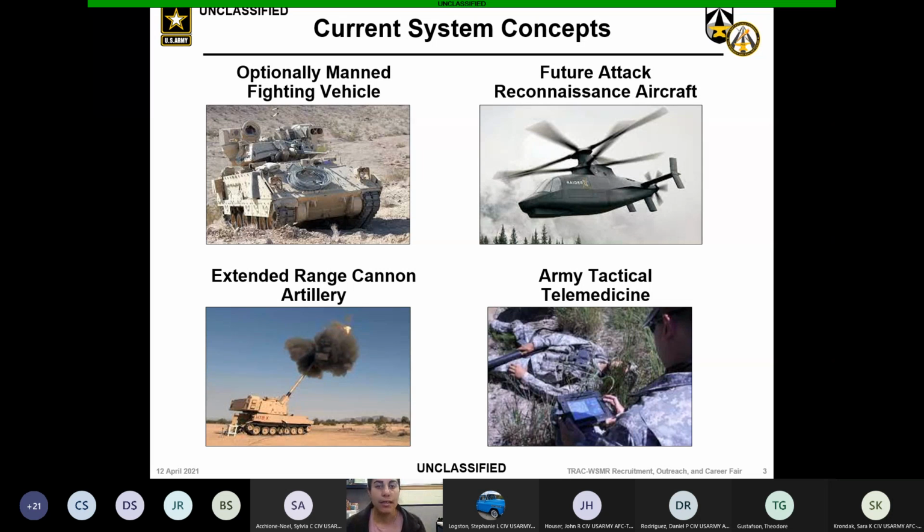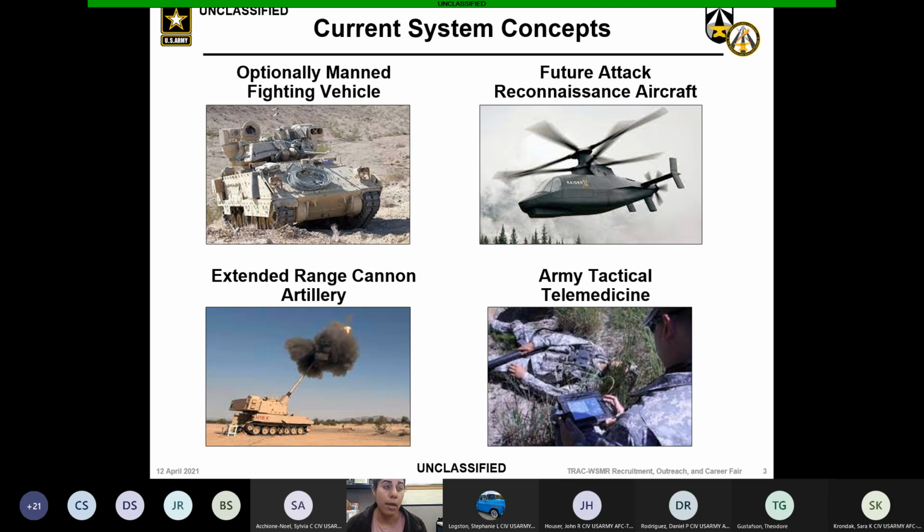Some of the examples I have here are some of the different cost studies that we've done recently. So ones that we're working on now and ones that we've just completed. On the top one, it's the Optionally Manned Fighting Vehicle. That's just a new infantry fighting vehicle. Some of the technologies on there, some of the weapons are changing. Some of them are bigger, smaller, can go further.